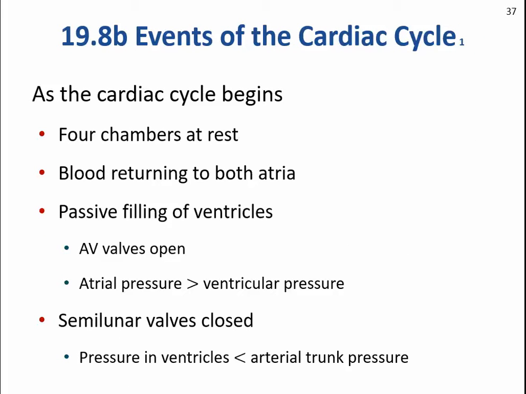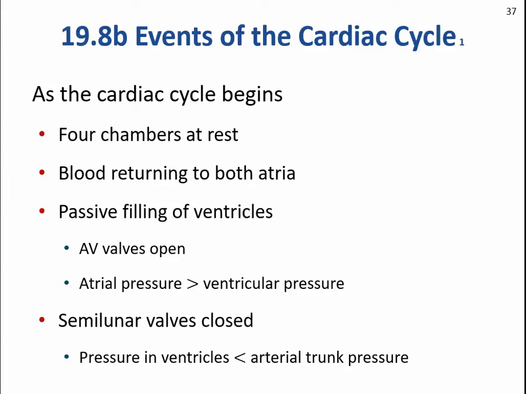So we're going to start in diastole. All four chambers are at rest. Blood is returning to both atria from the vena cava and the pulmonary veins. Blood is flowing right through the atrium, through the open AV valves, and into the ventricle.